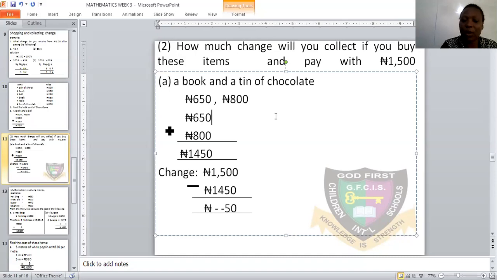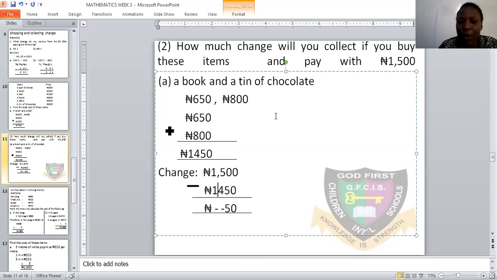For the two items, 0 plus 0 will give you 0, 5 plus 0 will give you 5, 6 plus 8 will give you 14. So you are to pay 1,450 naira. And you have 1,500 naira with you. How much change are you going to collect? That is subtraction. You subtract the amount you are paying from the amount you have so that you know your change. I'm having 1,500 naira. I'm to pay 1,450 naira. How much change will I collect?